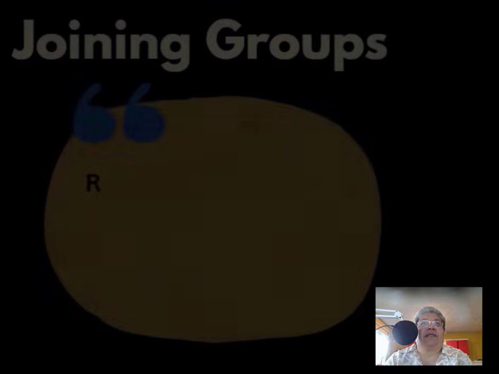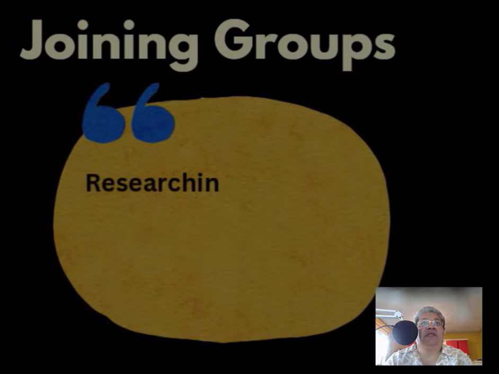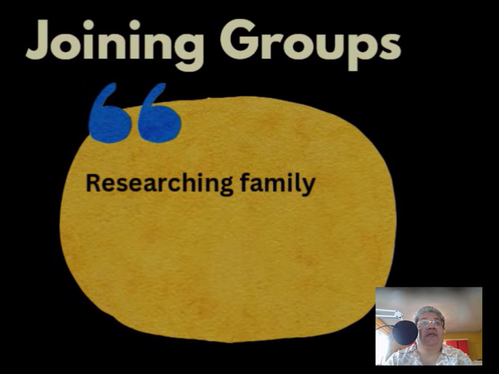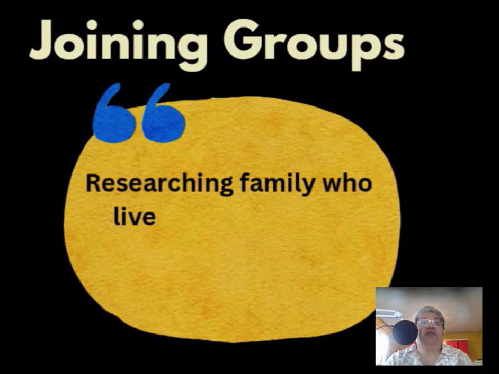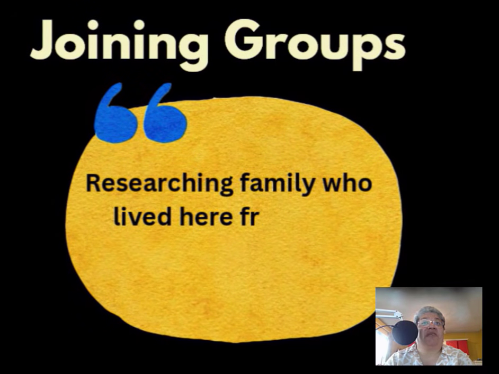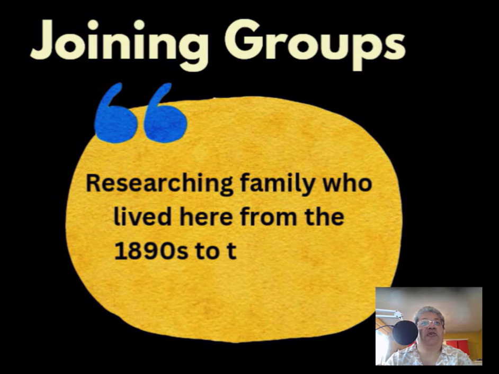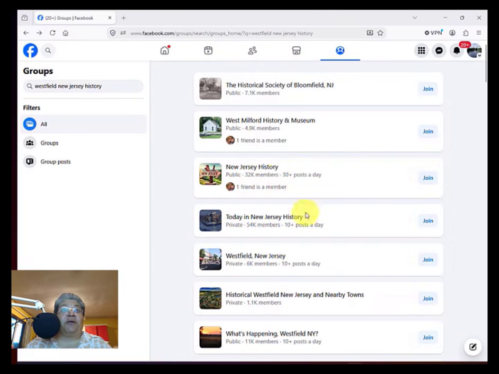So, having gone through all that, here's the next step. You'll likely find that most of these groups are private, so you'll need to hit the join button. Many groups ask a screening question, I think to keep bots out. One honest line will likely get you in. Researching family who lived here from the 1890s to the 1960s. Just keep it simple. Every group has its own search box.